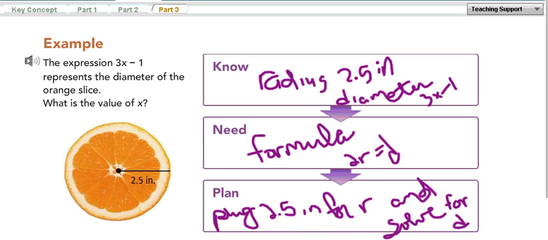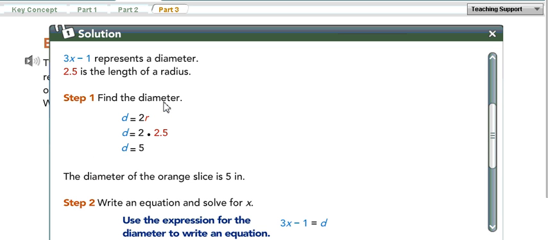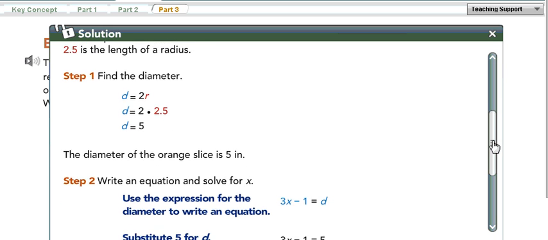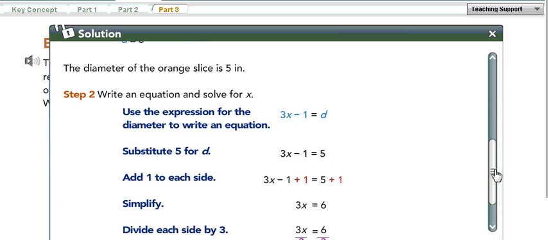Okay, so we see that this is exactly what we were supposed to do with plugging in 2.5 for r. We take 2 times 2.5, we find the diameter is 5. So the diameter of the orange slice is 5 inches. That's a pretty big orange. We can write the equation and solve for x.